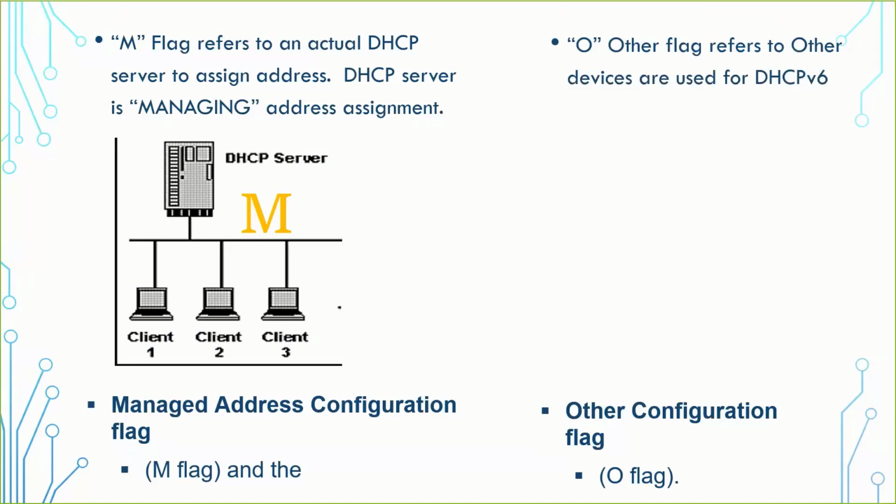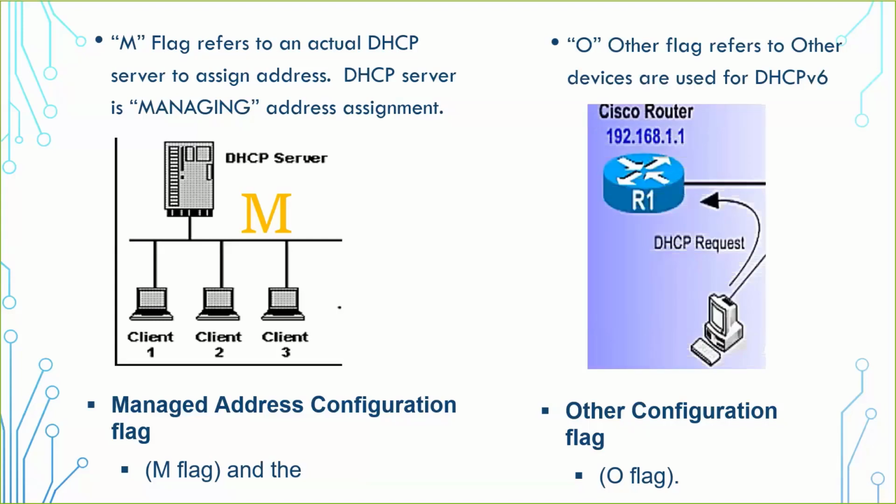Then our O flag refers to other devices, right? We have other devices that are being used for something. They're storing DNS information, they might be storing default gateway information. There are other things too that we haven't actually talked about that could be stored there, but primarily it's going to be your subnet mask, your prefix length, or your DNS server. So, other. We manipulate these flags depending upon which version of DHCPv6 assignment we're doing.